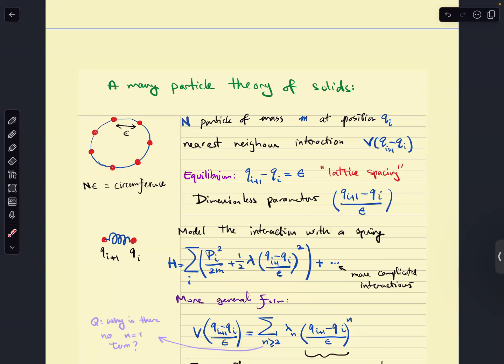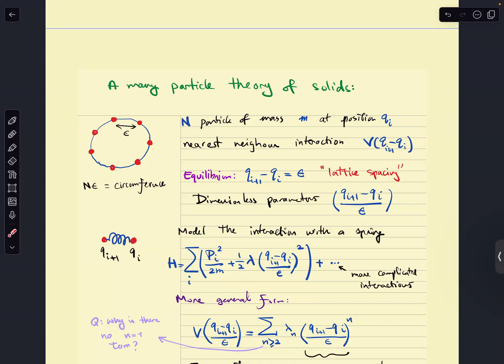And then, of course, the nearest neighboring interaction, we're going to model it by a potential that depends only on their distance, right? So V of q_(i+1) minus q_i is the potential that they feel pairwise. So as we said, the equilibrium is where the difference between these positions is just epsilon.